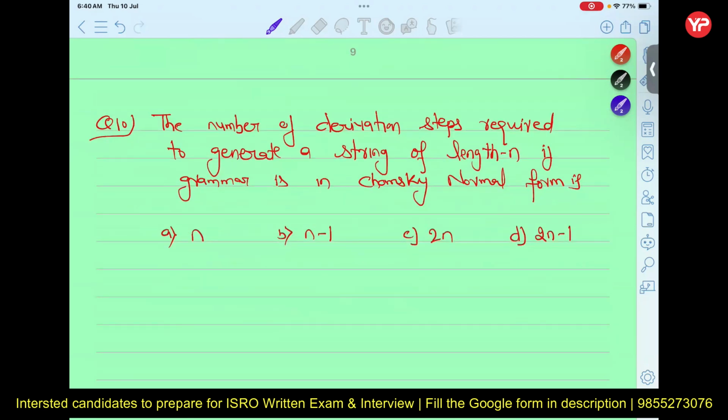The number of derivation steps required to generate a string of length n if the grammar is in Chomsky normal form. We know that we have two standard forms, one is Chomsky and one is Greibach. In Chomsky, you require 2n minus 1 steps to generate a string having length n. Fine. So what is the Chomsky form? It is either VV or T. Either in each production we have two variables or a single terminal.